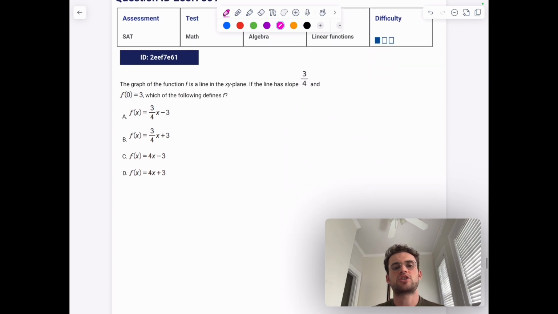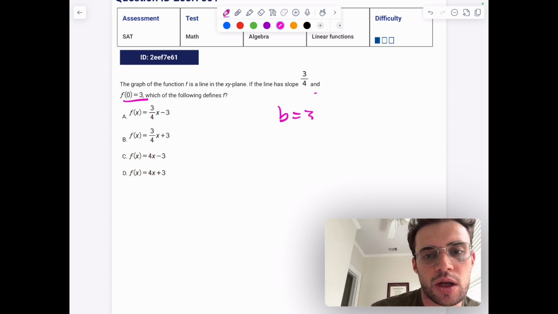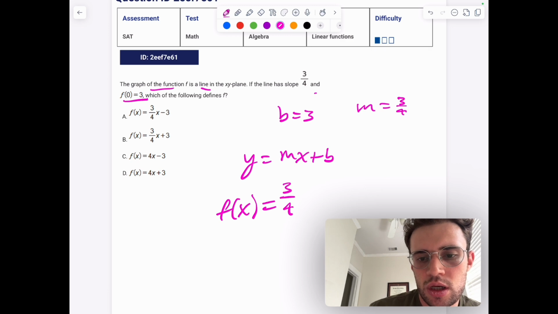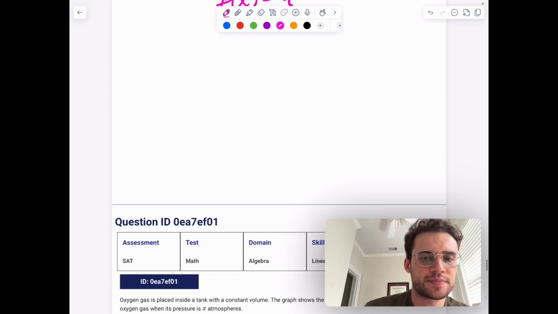The graph of the function f is a line in the xy plane. If the line has a slope of 3/4 and f of 0 equals 3, which of the following defines f? Our y-intercept, when x is 0, the output is 3. So we'd say b equals 3. Our slope is 3/4, and we know it's a linear function, a line. So we'd say it's y equals mx plus b, or in this case, f of x equals mx plus b. So we do f of x equals 3/4 x plus 3. Be something like that, which is choice B.